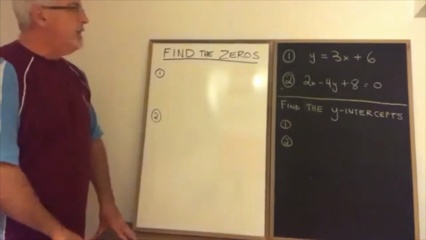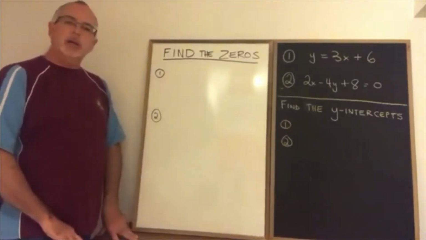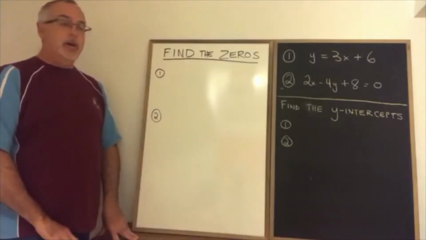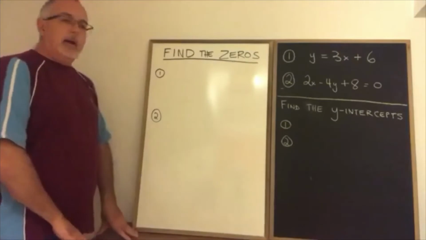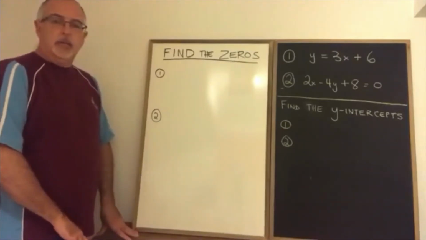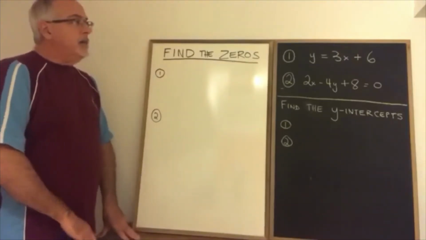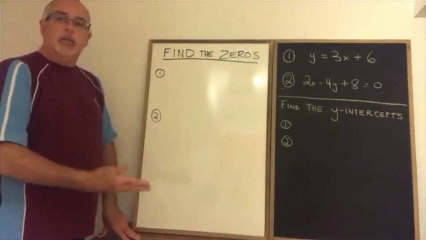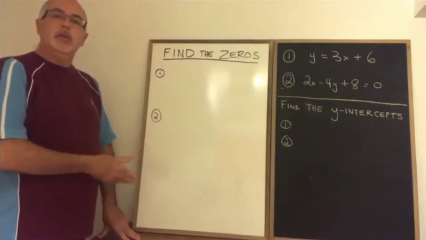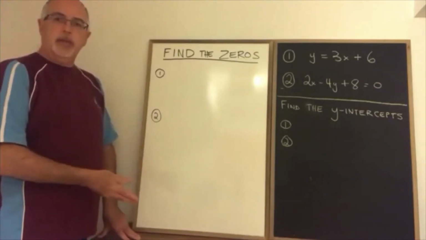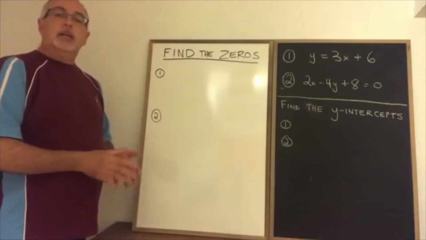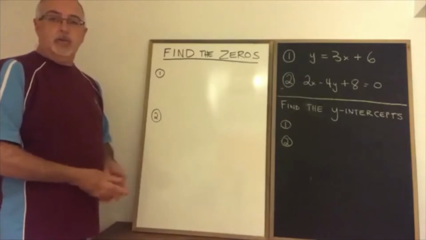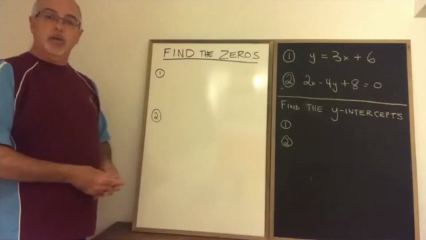Today's Daily Dose of Math is about finding the y-intercept and finding the zero for a straight line equation. Now, there are actually two very good reasons to be able to do this. Often, the question you're asked in itself wants the y-intercept or the zero. You want to be able to produce them. But also, knowing the y-intercept and knowing the zero is the most efficient way to graph the straight line equation. And very often you need to do that too.